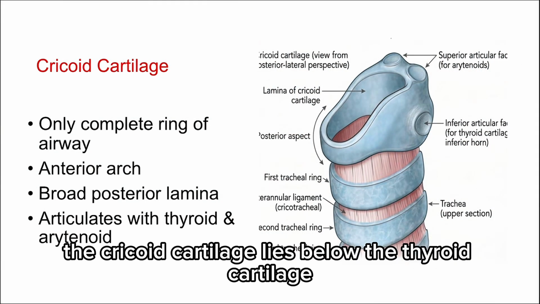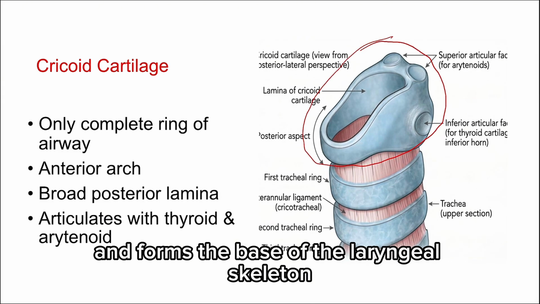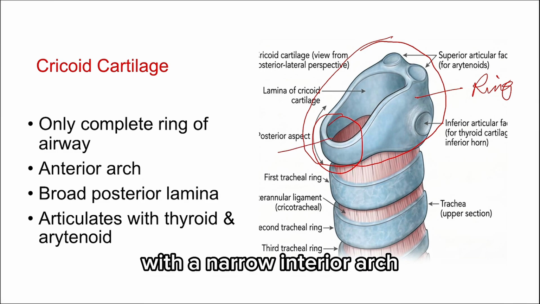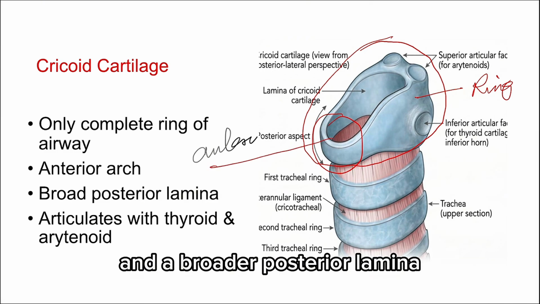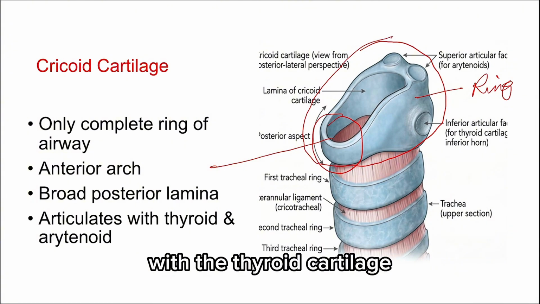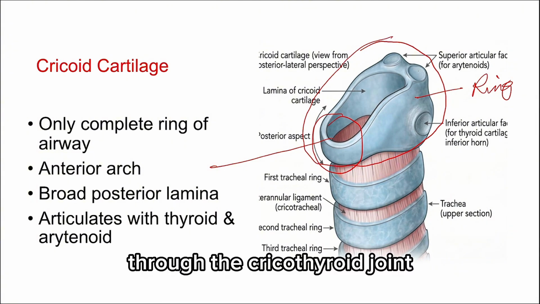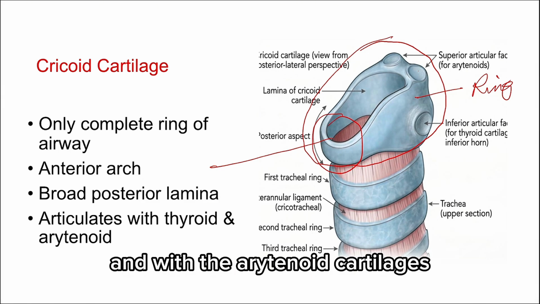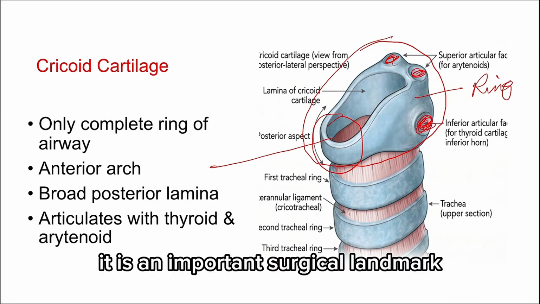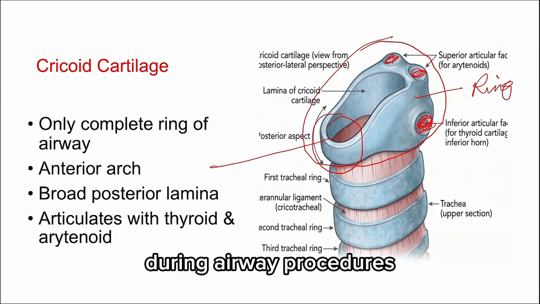The cricoid cartilage lies below the thyroid cartilage and forms the base of the laryngeal skeleton. It is shaped like a signet ring with a narrow anterior arch and a broader posterior lamina. The cricoid cartilage articulates with the thyroid cartilage through the cricothyroid joint and with the arytenoid cartilages through the cricoarytenoid joints. It is an important surgical landmark during airway procedures.